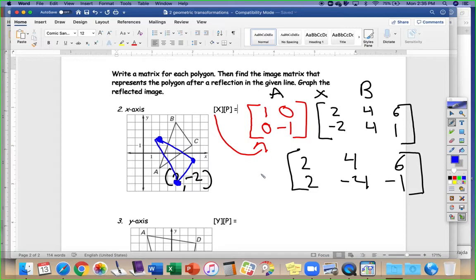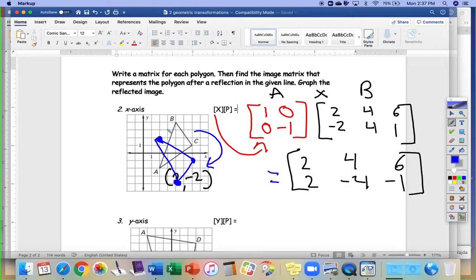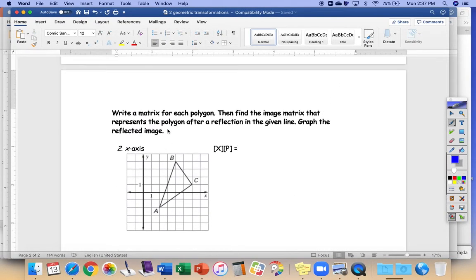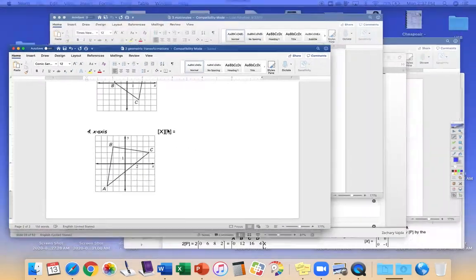And now you can see I have my answers. I have my new figure. You can see it was reflected over the x. That was question 2. You are going to do that for question 3 and 4. Then you will turn in to me today pages 16 and 17. And that will be today's classwork.